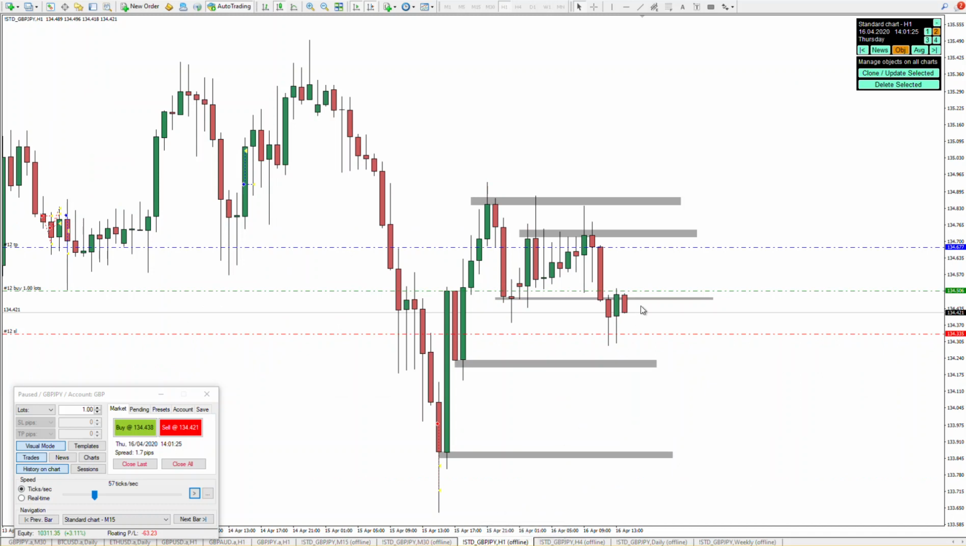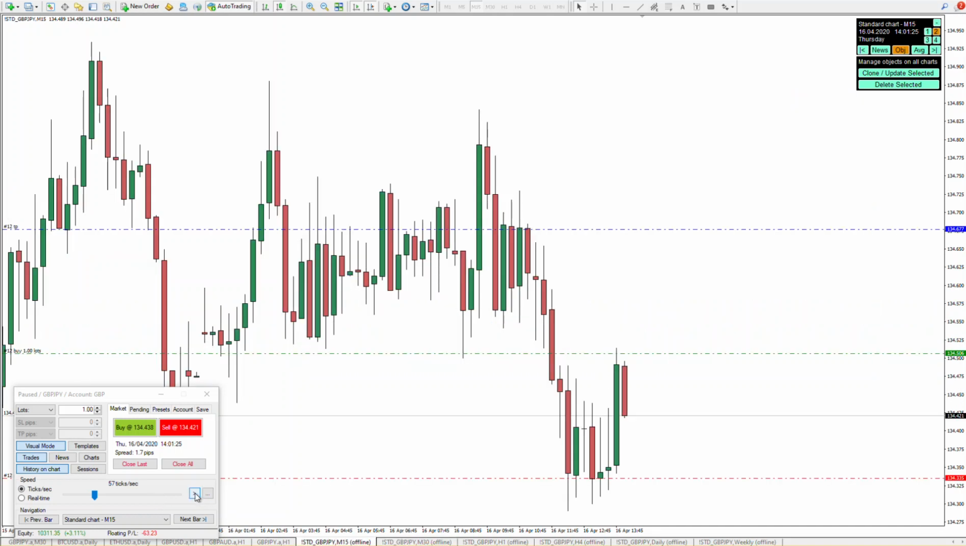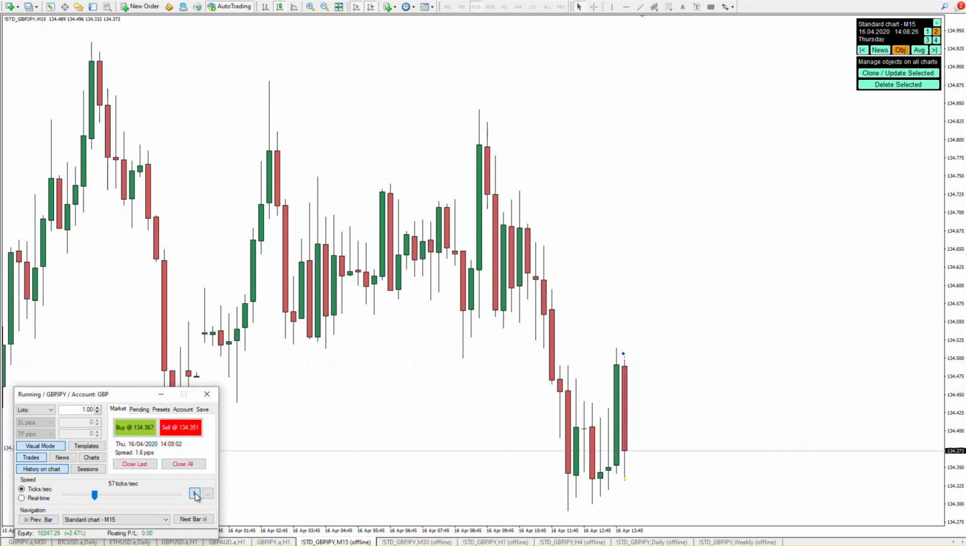H1 looked good, but well, M30 close. Well, let's try. I don't like M15, but it's the lowest confirmation time frame. I think it's a stop. Yeah, stop me out. Bad trade. Let's see how we can go on.